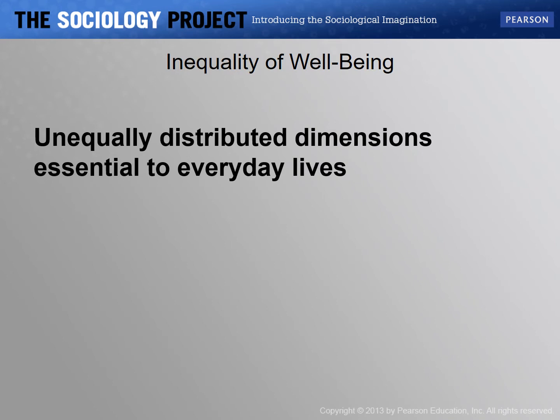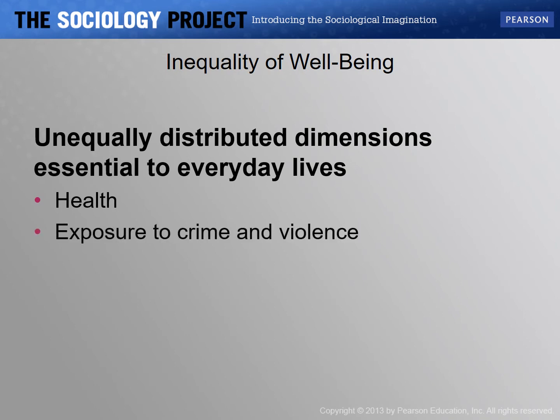The unequal distribution of products and services is an essential part of everyone's everyday life. It includes the unequal distribution of health, people that are insured versus people that are not insured, or how people who are very well off have all the health care that they want and need. The exposure, for example, to crime and violence. People living in good neighborhoods with policing have less of a chance of being involved in criminal or violent activity of other people, whereas people living in poor neighborhoods do.